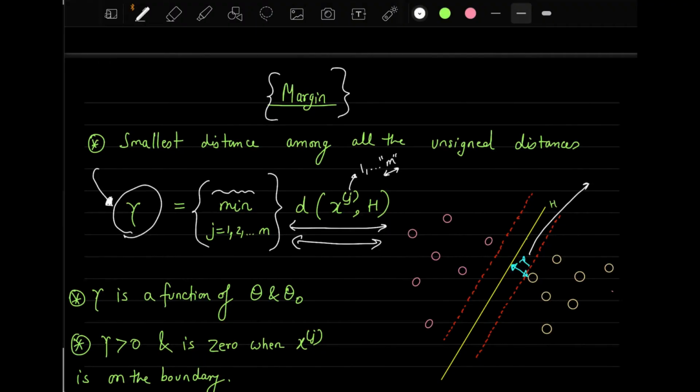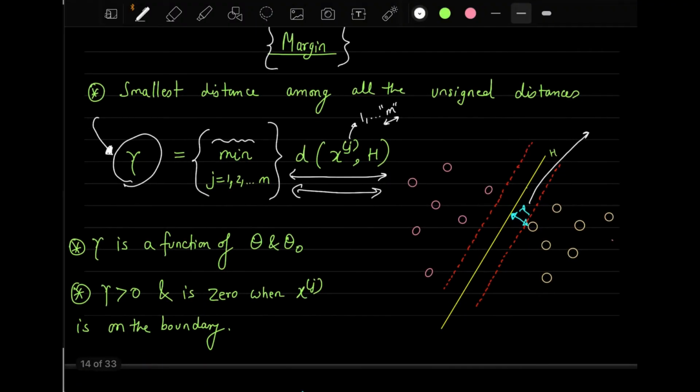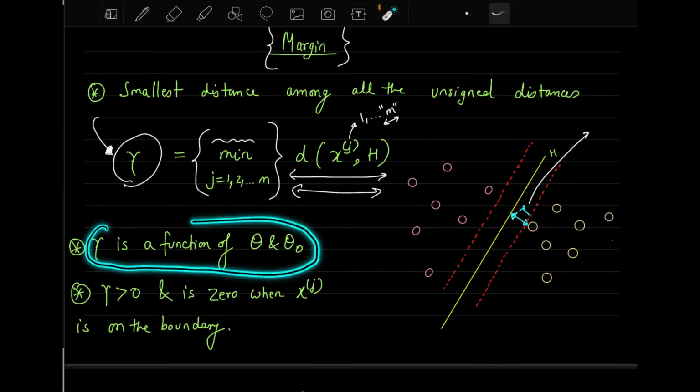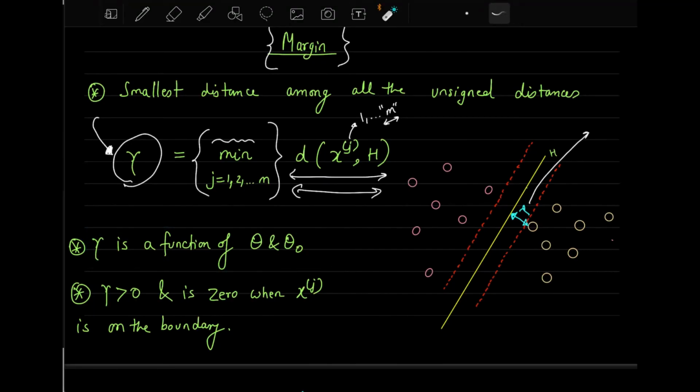The important point to be noted about this gamma is that it is a function of theta and theta 0. Can anybody tell me why I am writing this? First of all, let me know whether the concept of gamma is clear or not. Yes, sir. Okay. So can you tell me why I am saying gamma is a function of theta and theta 0?